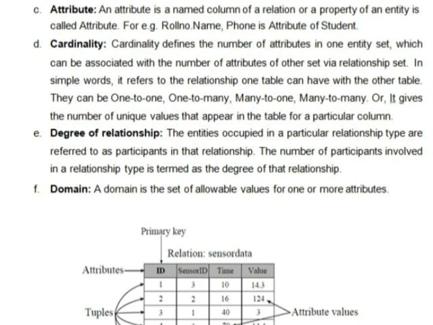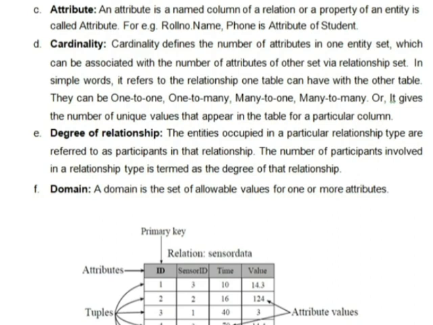Then we have attribute. An attribute is a named column of a relation, or it is a property of an entity. Entity is nothing but a real life object. When we have a real life object like student, the property which it consists of is called attribute. So attribute is a property of an entity. In this particular example, sensor data is a relation, then ID, sensor ID, time and values. These are the attributes.